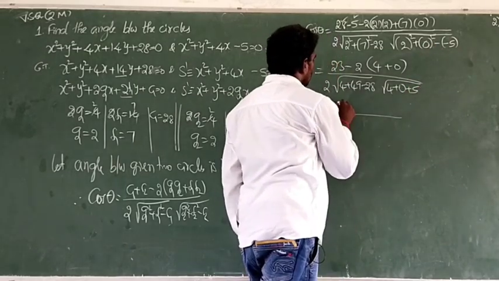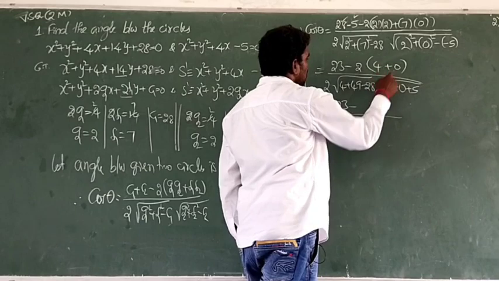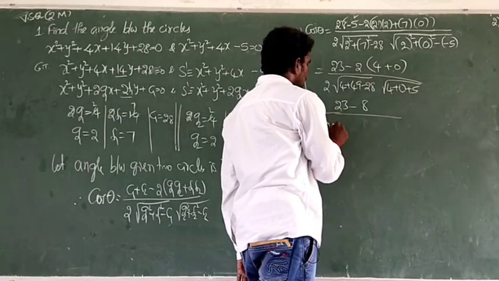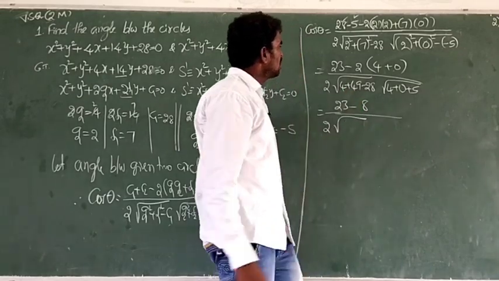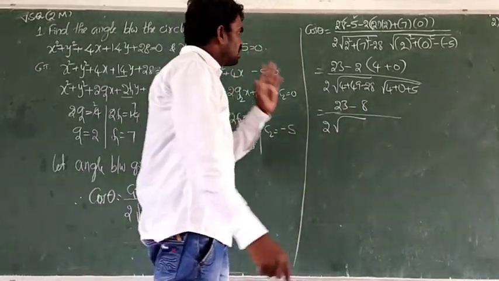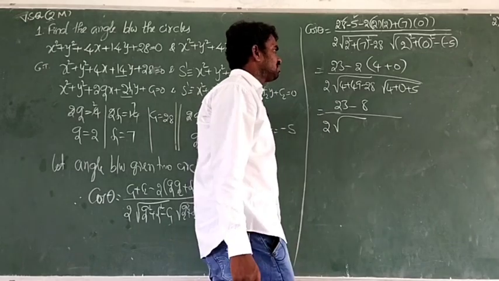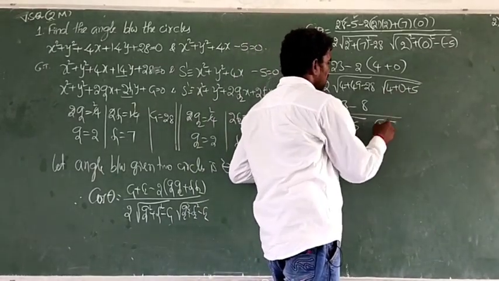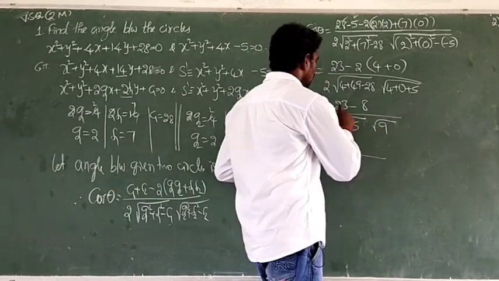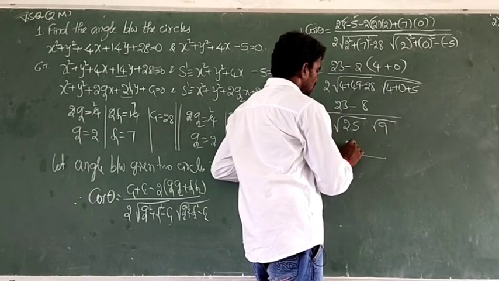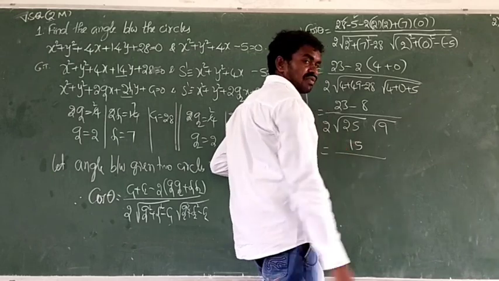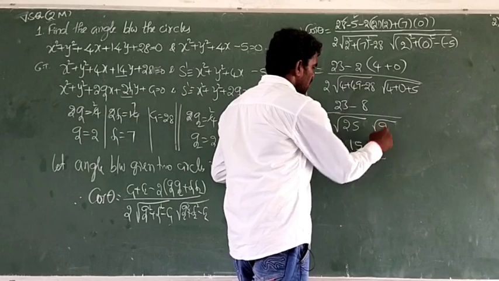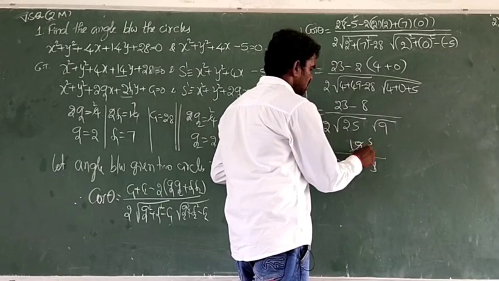So, which is equal to 23 minus 4 plus 0, 4 into 2, 8 by 2 into... 4 plus 49, 53, 53 minus 28, how much? 25 into root 4 plus 5, 9, root 9 is equal, 23 minus 8 becomes 15, yeah, 15 by 2 into root 25 means 5, root 9 means 3. Here 3 ones are 3, 5 ones are 5.